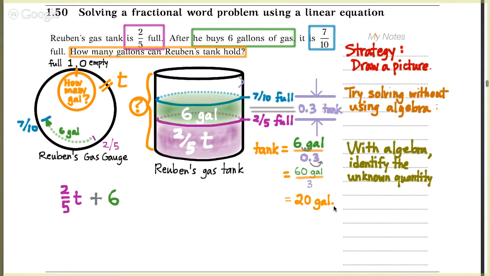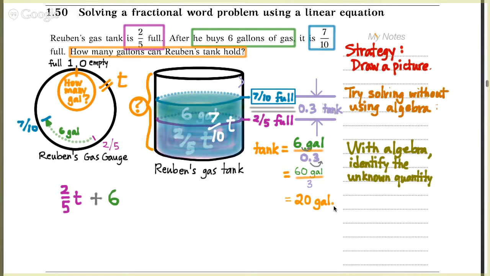But it doesn't help us to solve for T because we need to look at this amount of gas in another way as well. How do we look at it in another way? We have to remember that we know that at the end of the process, his tank is 7/10 full. So on the other hand, we can look at the amount of gas that he has at the end of this process as 7/10 of a tank.